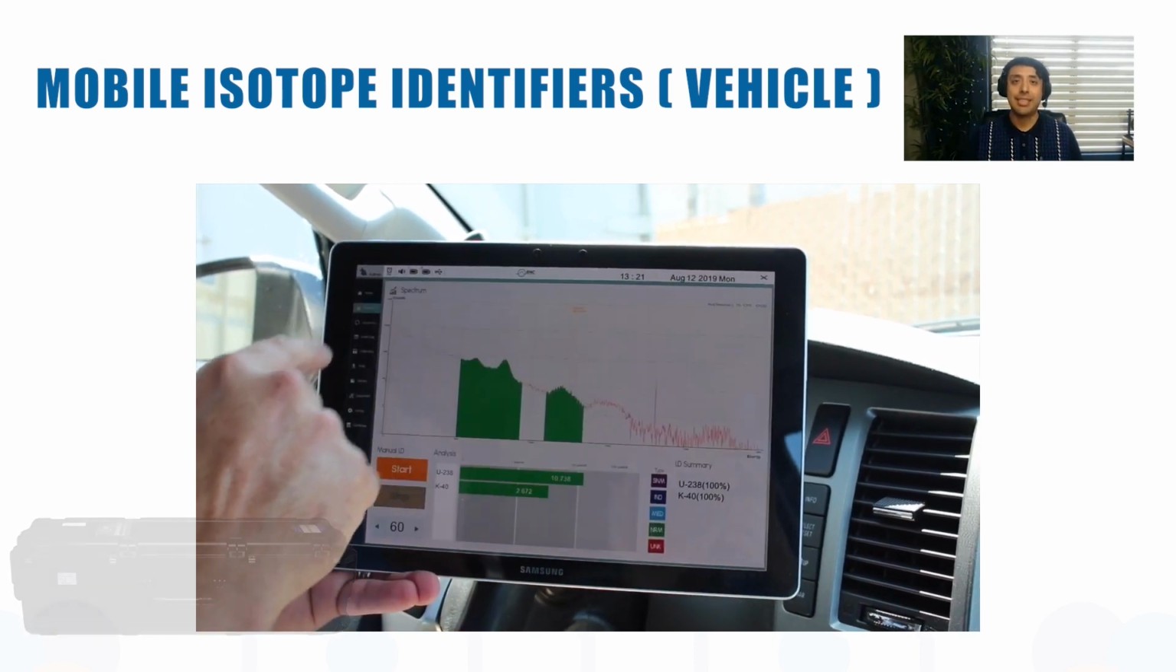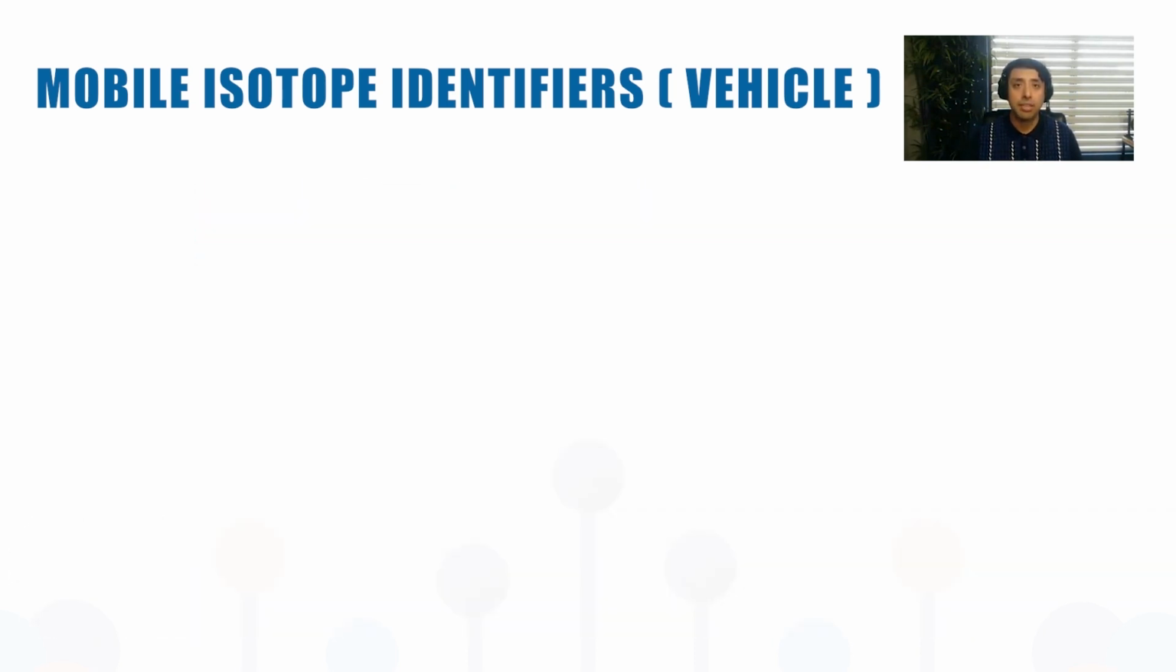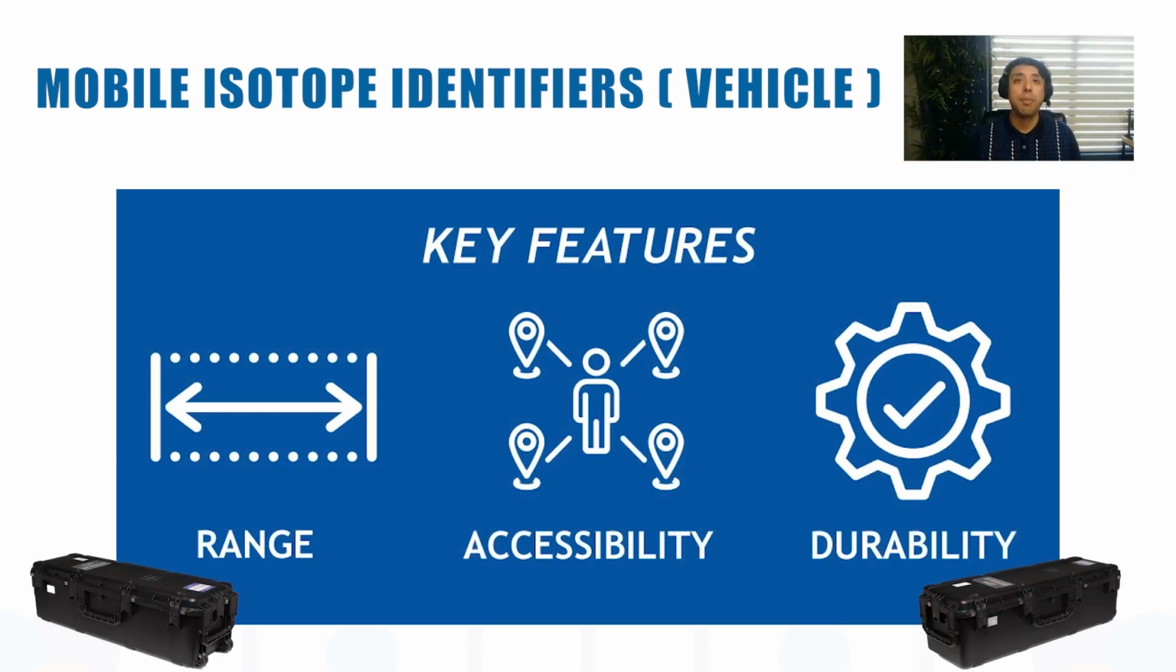The key highlights of mobile isotope identifiers are extended coverage, so they're capable of monitoring large geographical areas. These systems are vital for national security, border control, and environmental surveillance efforts. Another feature, accessibility. Their ability to be mounted on vehicles or drones, very large detectors, allows them to reach locations that might be challenging or impossible for individuals to access on foot or with less mobile equipment.